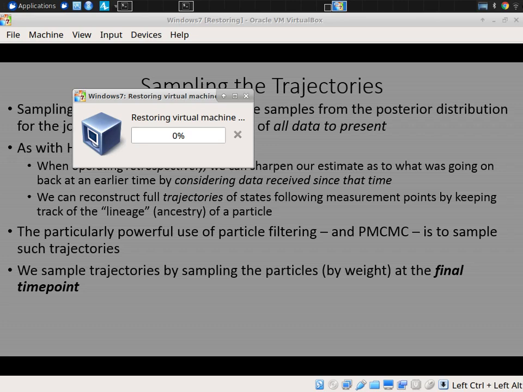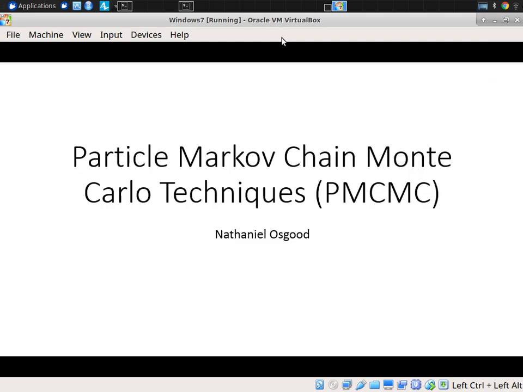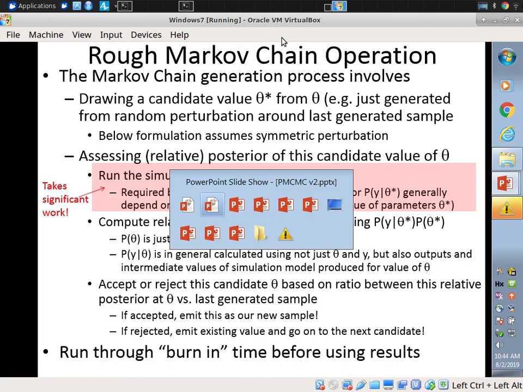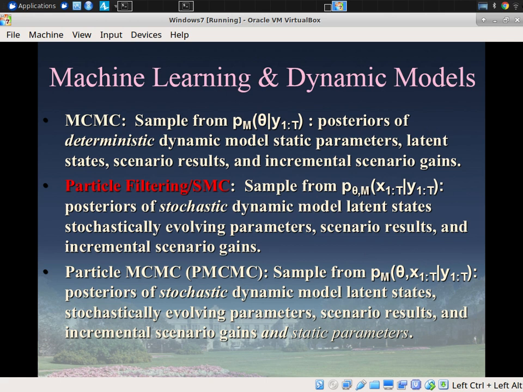Great. Okay, so ladies and gentlemen, I have alluded at a number of points within the recent days to the many virtues that recommend the PMCMC technique. We have been exploring a number of different techniques within the course of this event. We've taken a look at particle filtering, MCMC, and we're going to go on now to discuss PMCMC, which combines the best features of both.